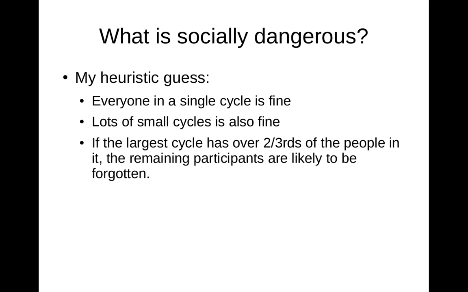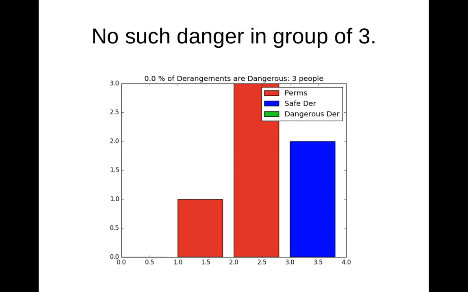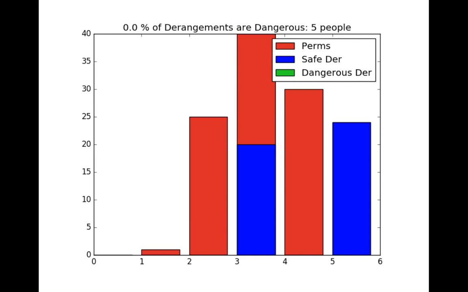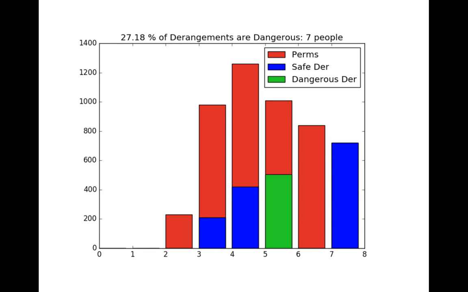Okay, so what causes this social danger? My guess here is that everyone being in a single cycle is totally fine, no problems, and that a whole bunch of small cycles is also fine, because once you complete a small cycle, people will start looking for the other cycles. However, if the largest cycle has more than 2/3 of the people in it, the remaining participants are likely to be forgotten. So in a group of 3, not going to happen. Group of 4, 5, not going to happen until you get to, say, 7 people. In this situation, you have 5 people being introduced, and they may forget the other 2 people. That's the first case I'm labeling as dangerous.